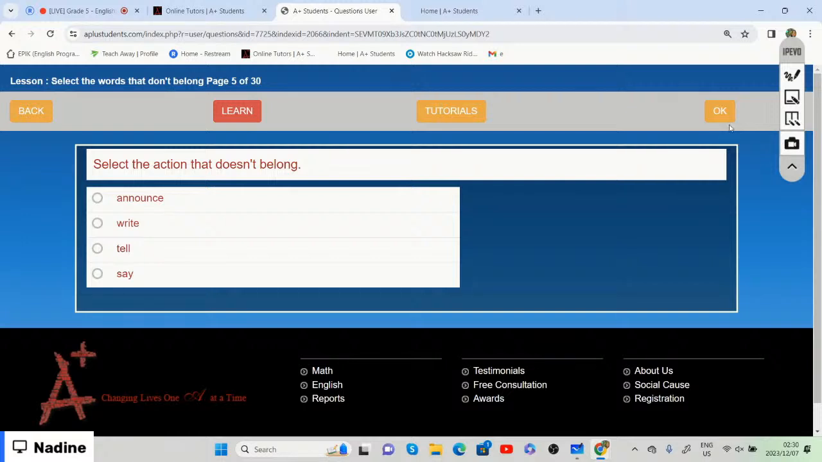We need to select, oopsie. We need to select the action that doesn't belong. We have announce, we have write, tell, or say. What is the word that does not belong over here? We have announce, write, tell, and say.